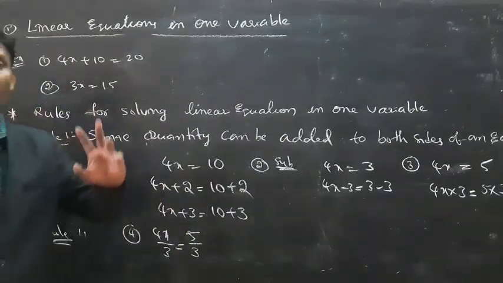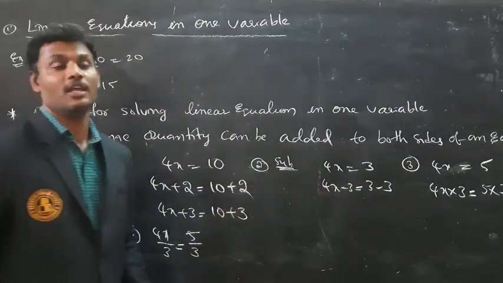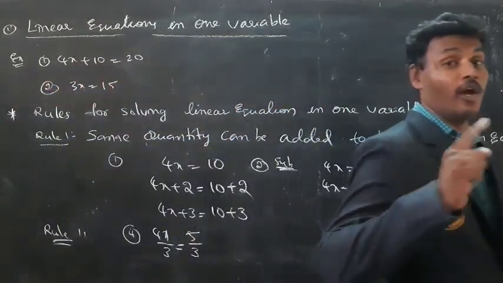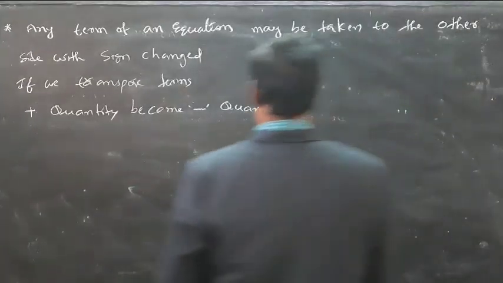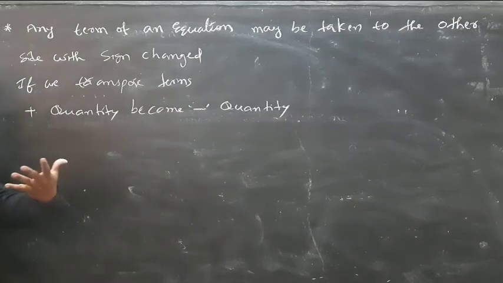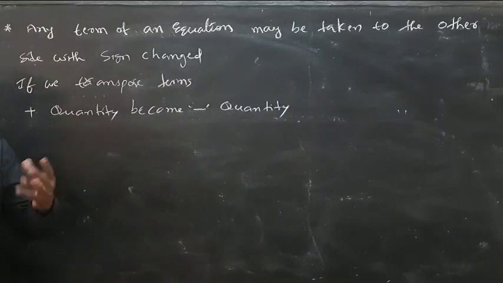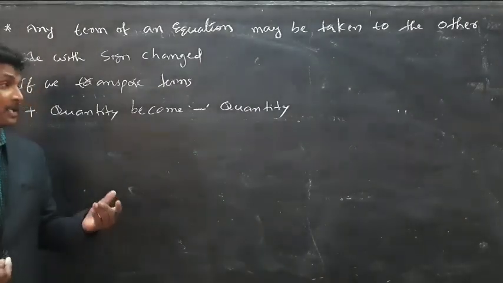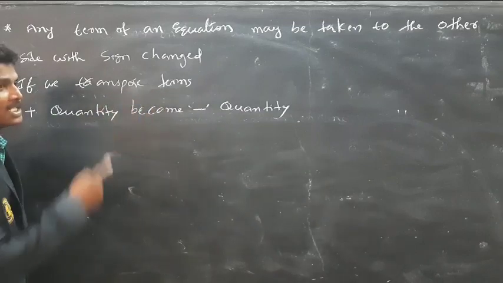So if you add, you have to add on both sides. If you subtract, you have to subtract on both sides. If you multiply the same quantity, you have to multiply both sides. So, 8th class students, to solve the equations, we have to transpose terms from right side to left side or left side to right side. What happens if I transpose terms? For example, a plus quantity term becomes a minus quantity.